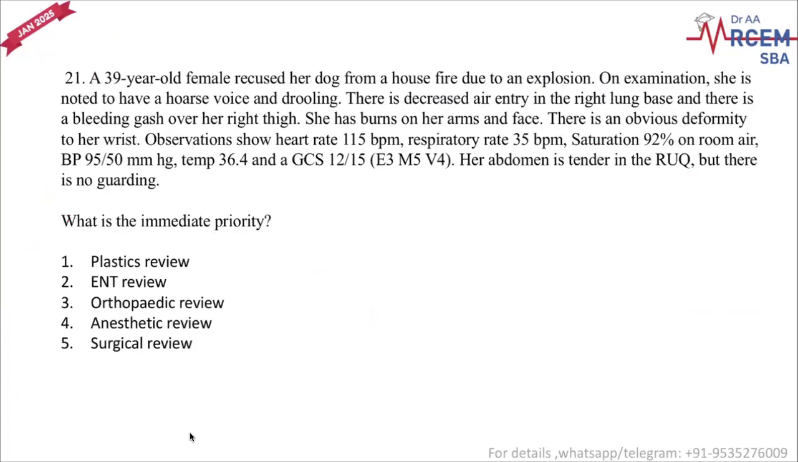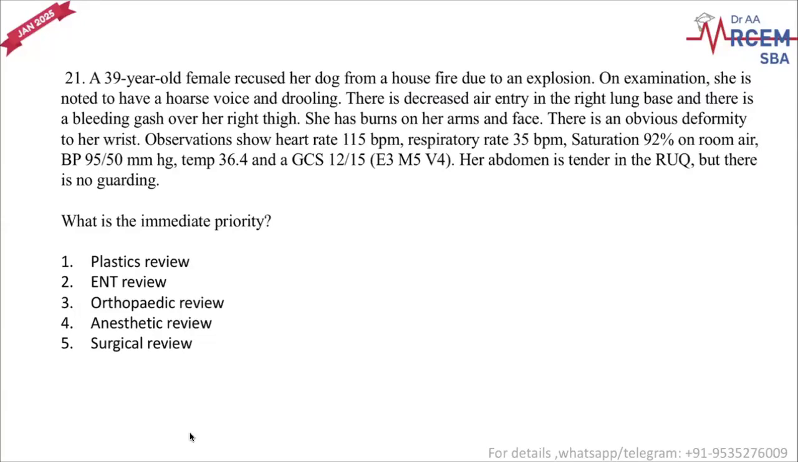A 39-year-old female rescued her dog from a house fire due to an explosion. On examination, she has a hoarse voice and drooling, decreased air entry in the right chest, and a bleeding gush over the right thigh. She has burns on her arms and face. There is an obvious deformity to her wrist. Observations show tachycardia, tachypnea, and low saturation. Blood pressure is fine. GCS is on the lower side. Her abdomen is tender in the right upper quadrant, but there is no guarding.